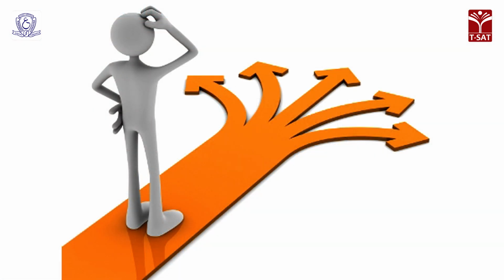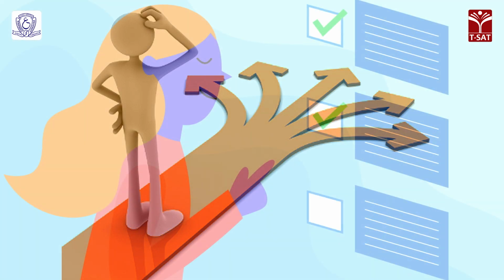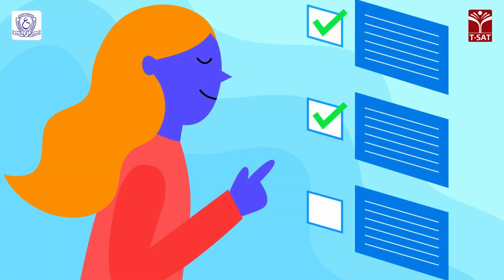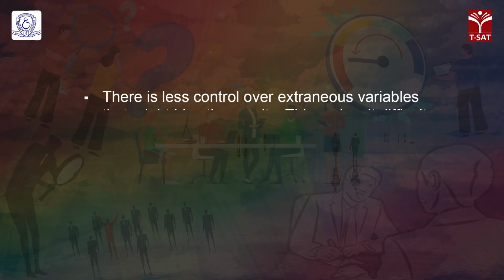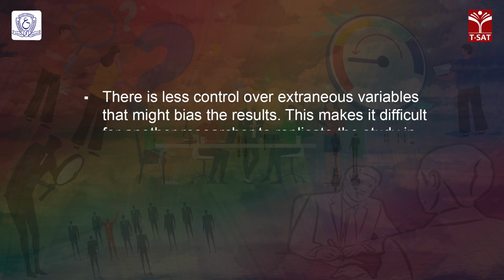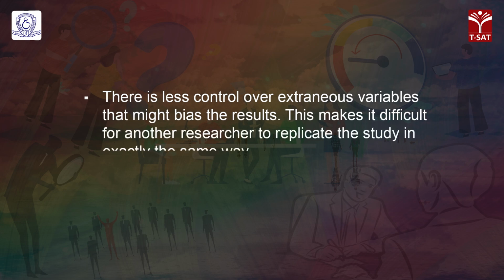There is less likelihood of demand characteristics affecting the result, as participants may not know they are being studied. This occurs when the study is covert. The limitations are: there is less control over extraneous variables that might bias the results. This makes it difficult for another researcher to replicate the study in exactly the same way.